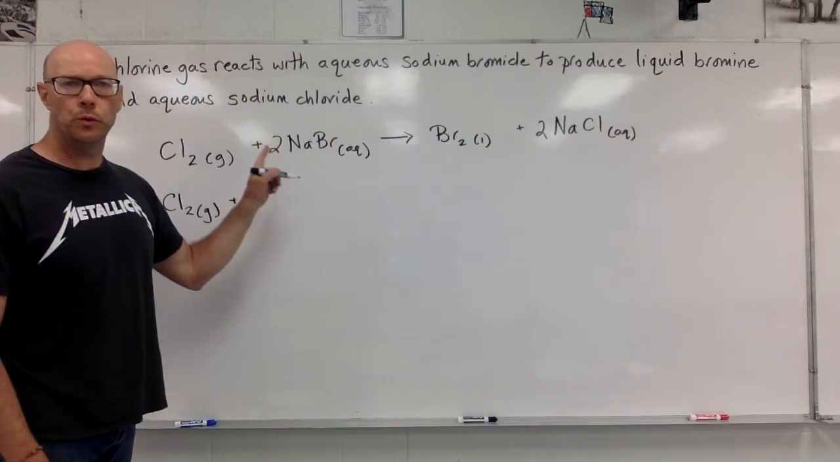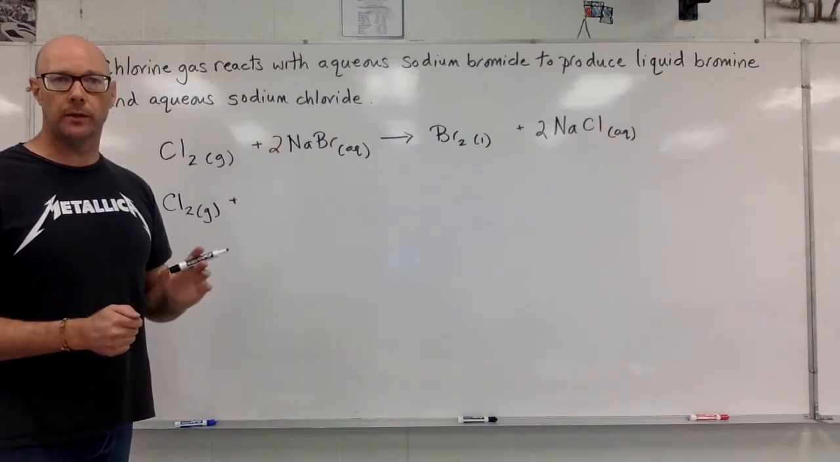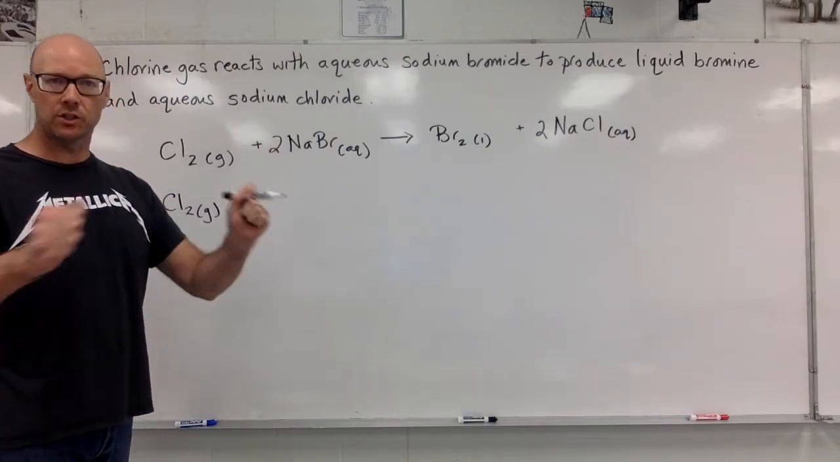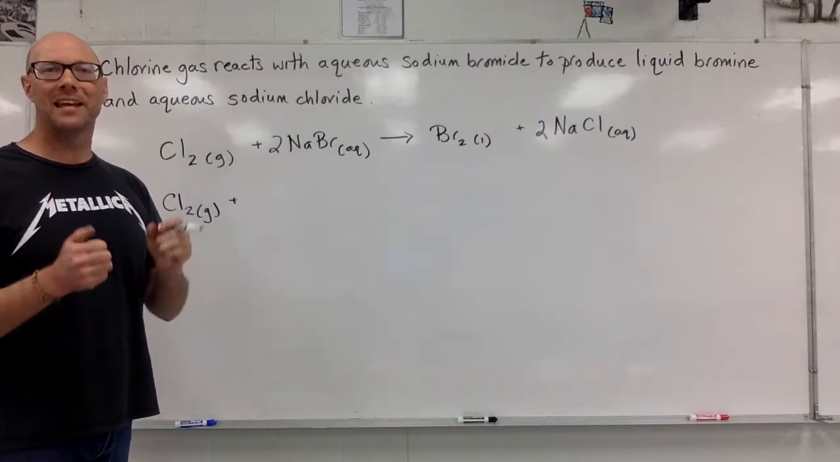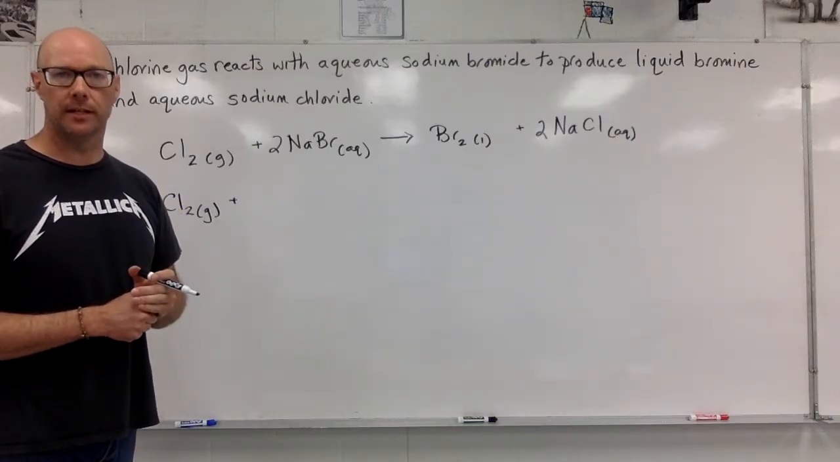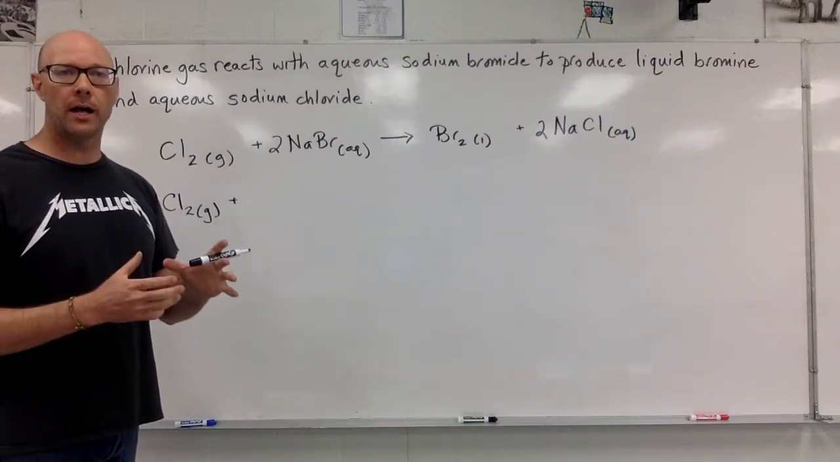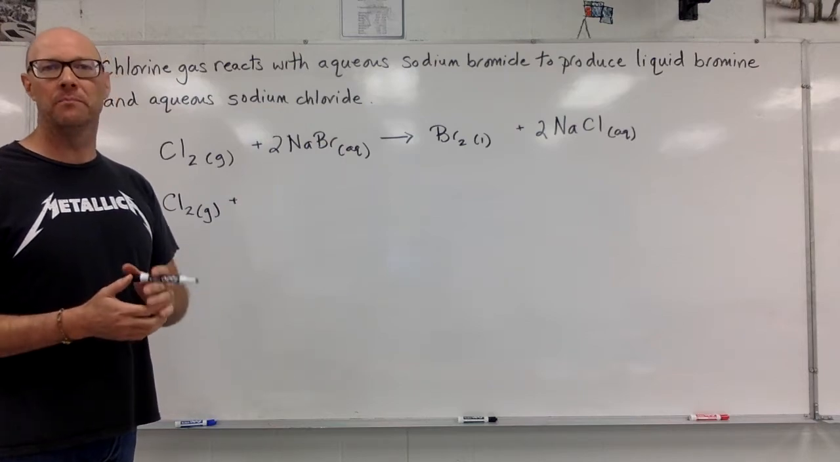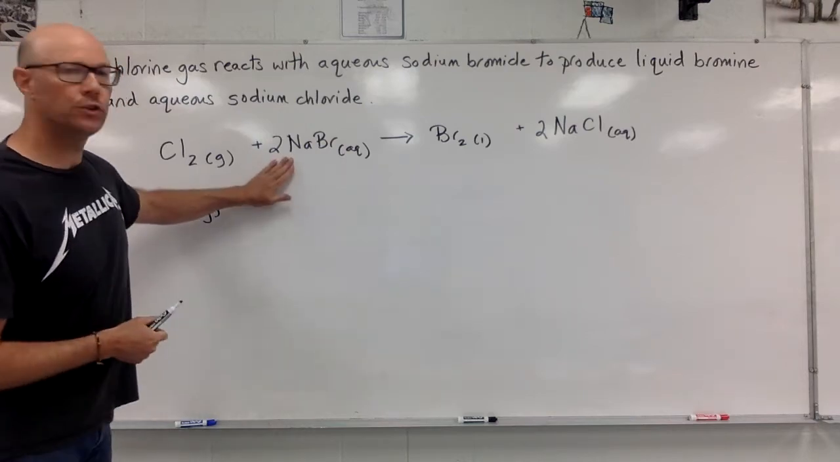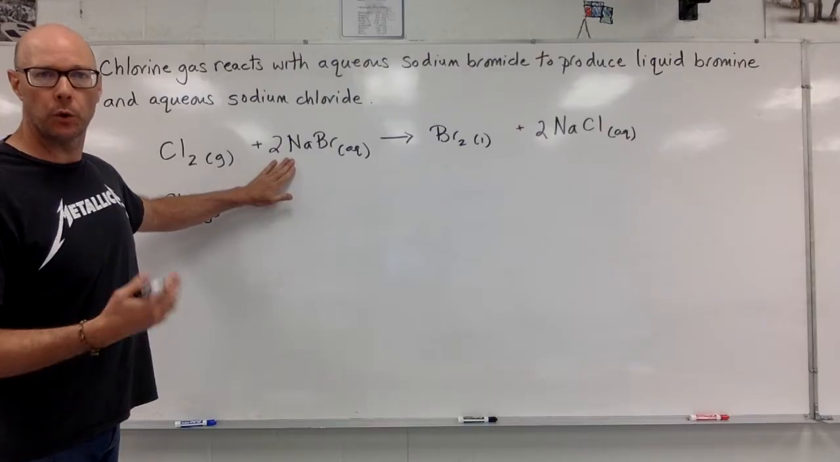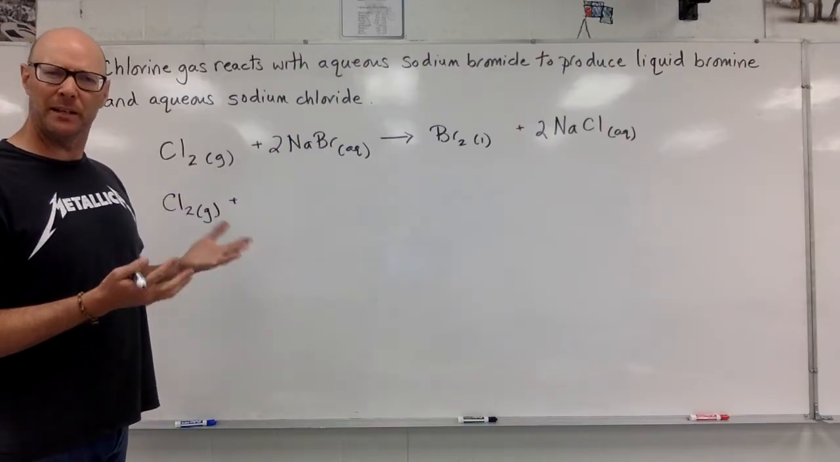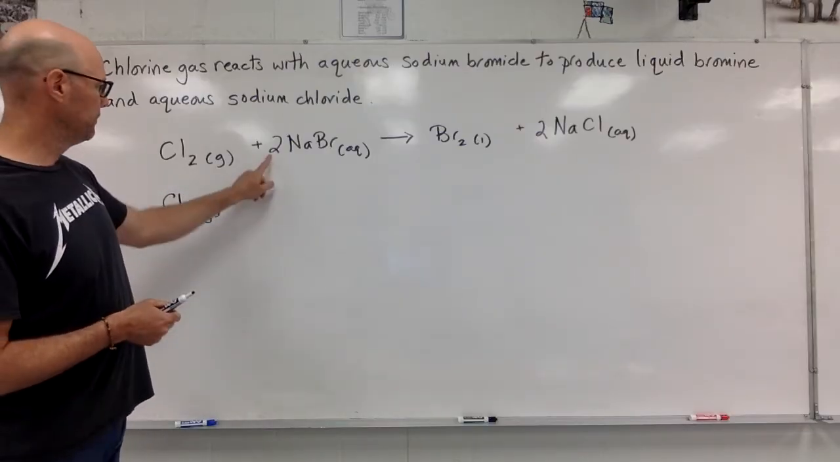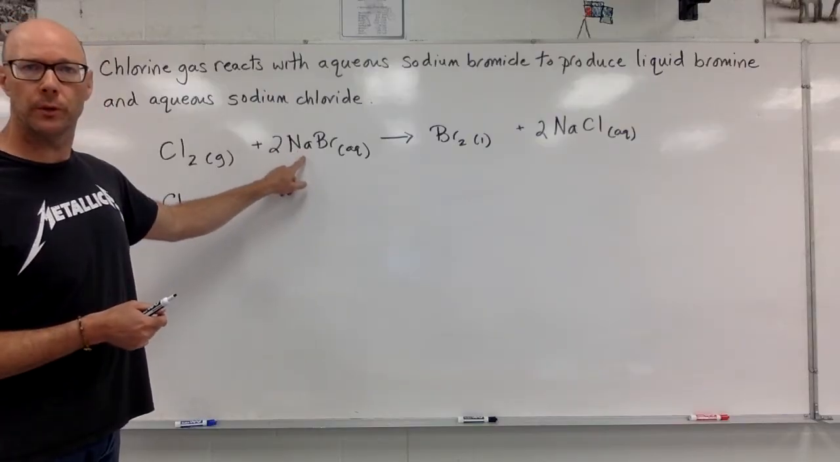Now I have 2 sodium bromides and they're aqueous. It is aqueous, it's going to separate into ions, it is going to dissociate. I'm going to get sodium ions and bromide ions. It's 2 NaBr. The question I'm asking myself is, how many sodium ions am I going to get? Oh, there's 2 sodiums.